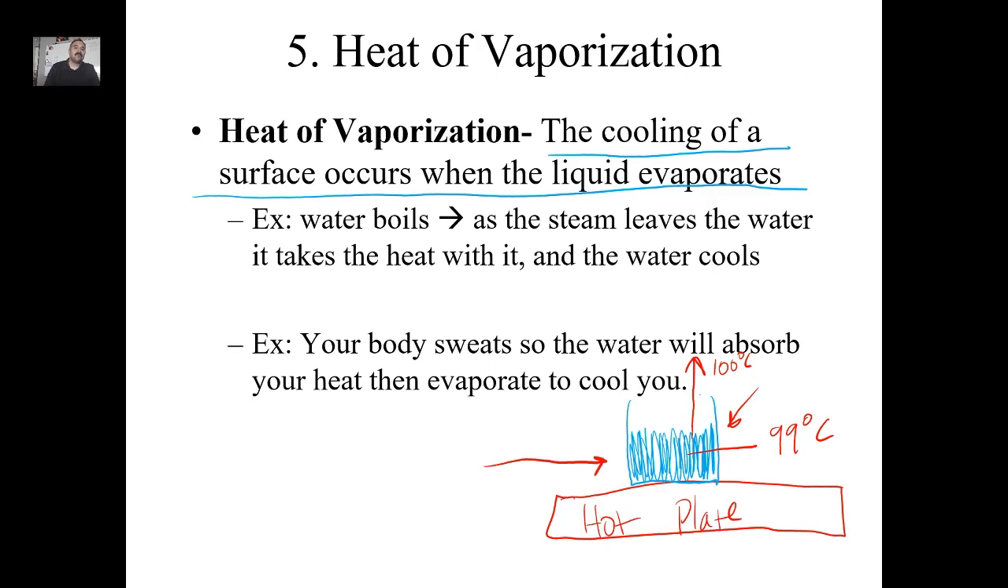The important thing to know is that when the water leaves, it takes the heat with it. So as water boils, as the steam leaves the water, it takes the heat with it. The heat is not left behind. The same thing happens in your body when you sweat. When you sweat, the water that you're releasing, that's escaping through your skin pores, or what are they called? Sweat glands. The water that's escaping through your sweat glands, it's taking heat with it. It's not leaving that heat behind.